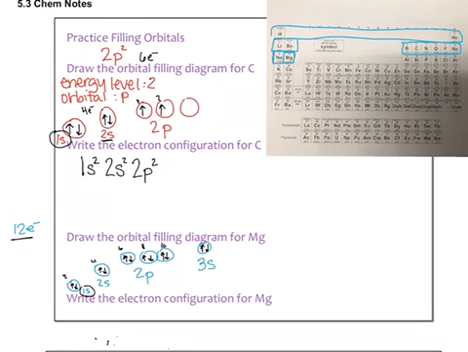So we've got 1s, and that has the 2 electrons in it. Then we have 2s, also having 2 electrons. Then we go to 2p, and here we have 6 electrons, 2 in each orbital. And then lastly, we have the 3s, and that also has 2 electrons in it. And so that would be the electron configuration for magnesium.